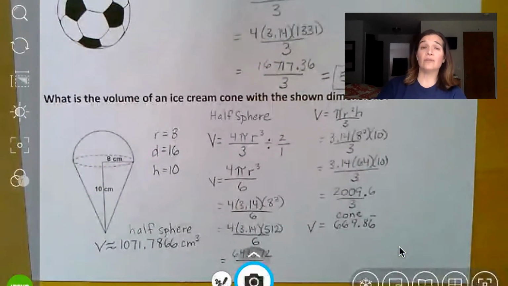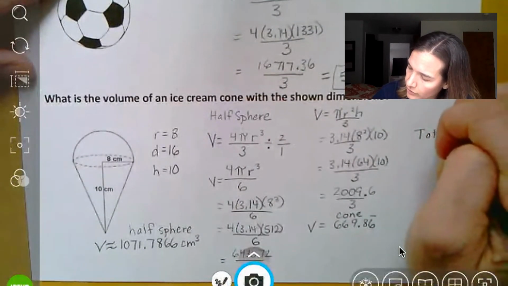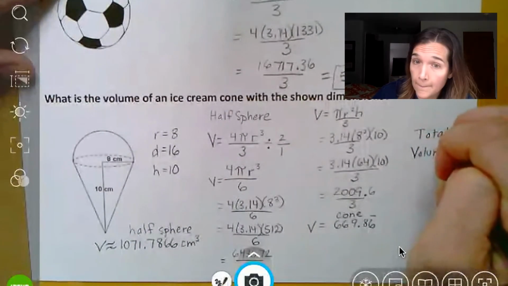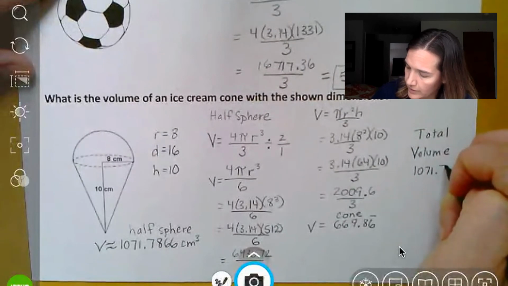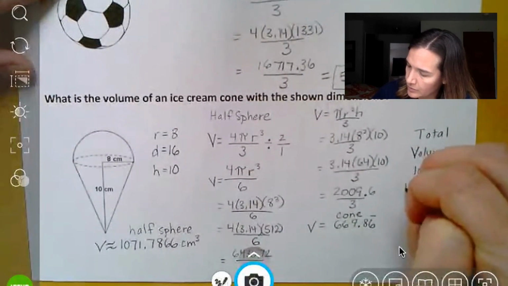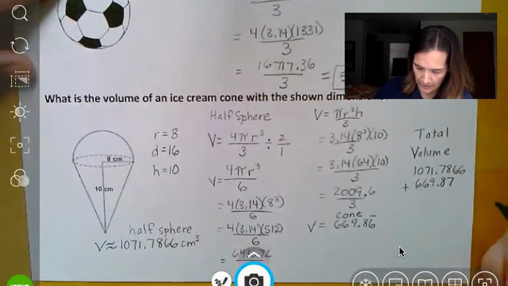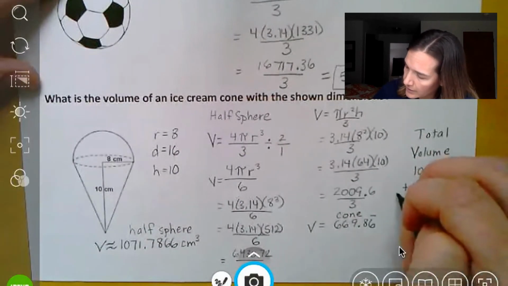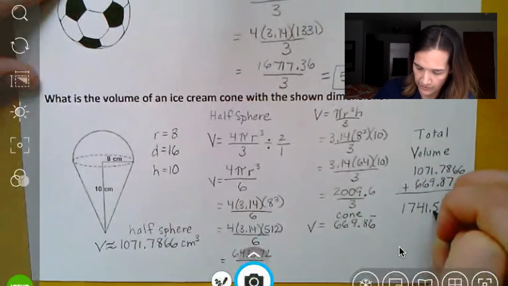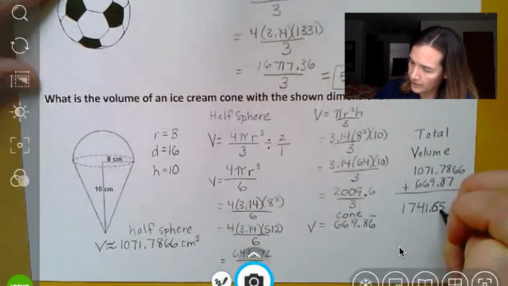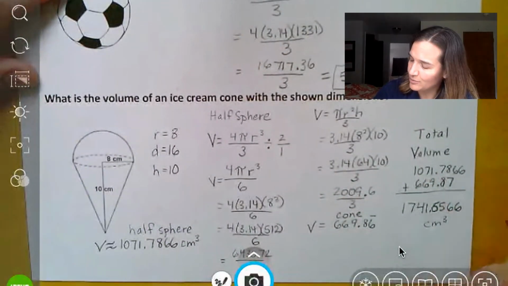And so at this point, now we have to put the two together and we'll have the volume of the whole thing. So over here, total volume is going to be 1,071.7866 plus 669.8, and let's round it to 7, since that's technically what we have. And we're going to add all those up. We get 1,741.6566. And again, we're at centimeters, and it's cubed for volume.